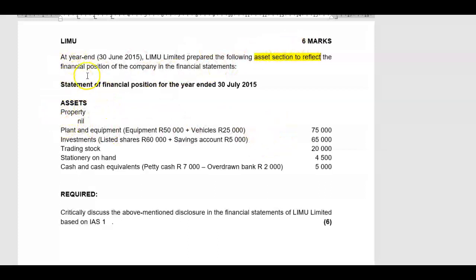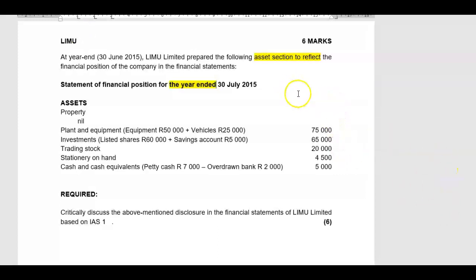Good, so the first thing is the name, LIMU Limited. That's missing there. You should have had a separate line item, LIMU Limited, and then the next line item should have been Statement of Financial Position. Since when is the Statement of Financial Position for a year? So it should only be as at 30 July 2015.